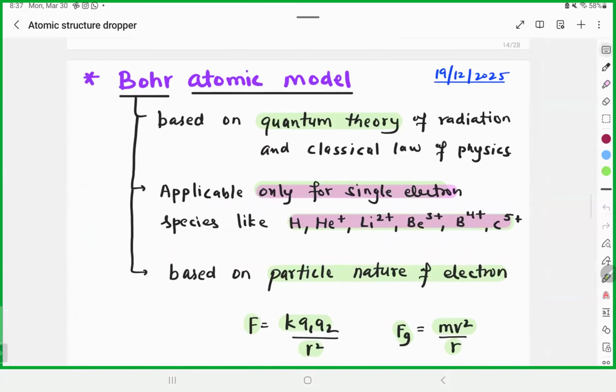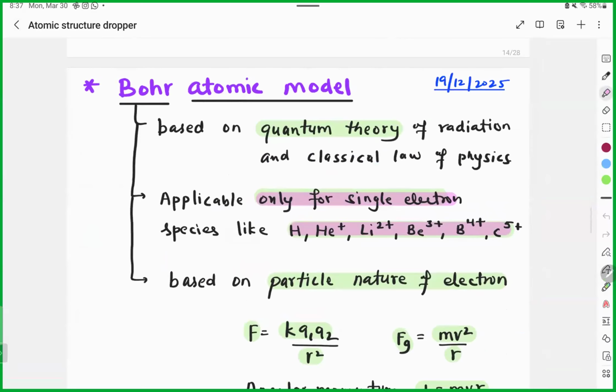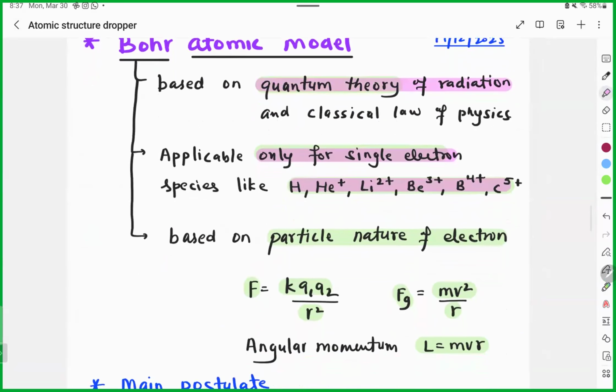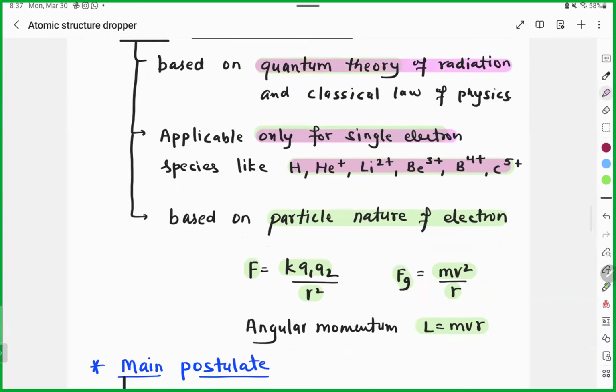This part is really important. Look at Bohr atomic model, because the same topic is given in the chemistry as well as physics. That's why I'm revising it fully. Bohr atomic model is based on the quantum theory of radiation and classical physics old law. Quantum theory, energy, particle nature. Okay, not wave nature, particle nature. This is applied only to the single electron system. Electron should be one. Whatever is the number of protons doesn't matter. Correct? Electron should be one.